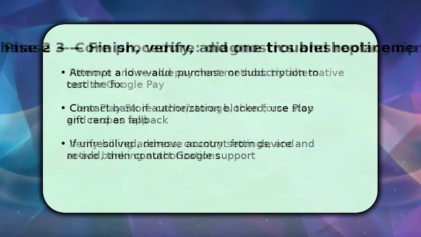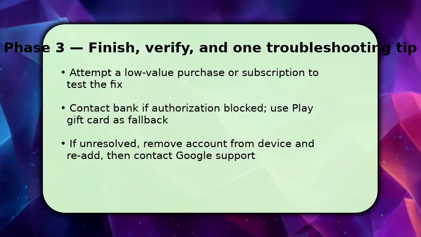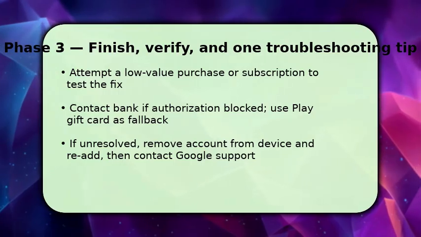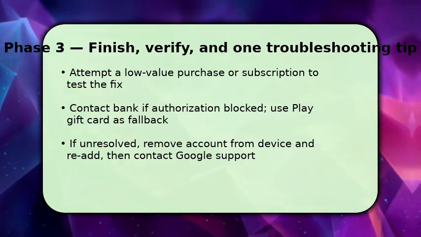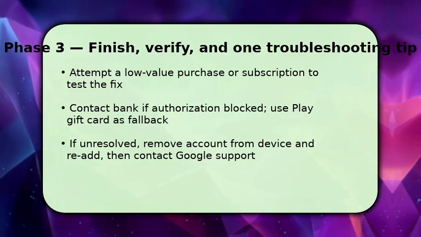You finish by testing and preparing fallbacks. Attempt a small purchase, such as a $1 trial or a low-cost app, to generate a real authorization. This confirms the path is clear.